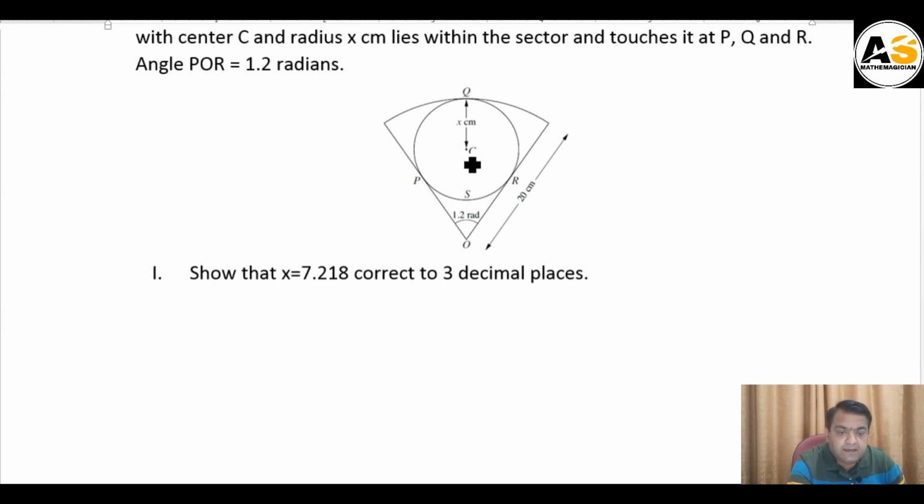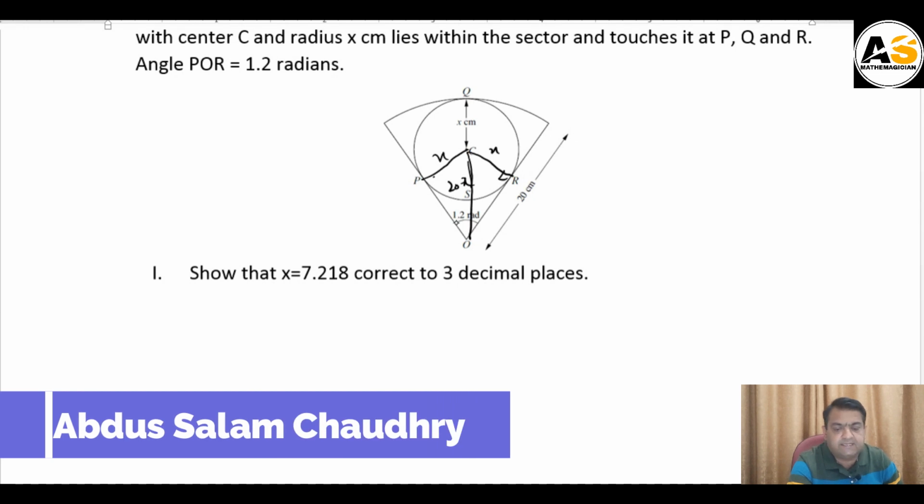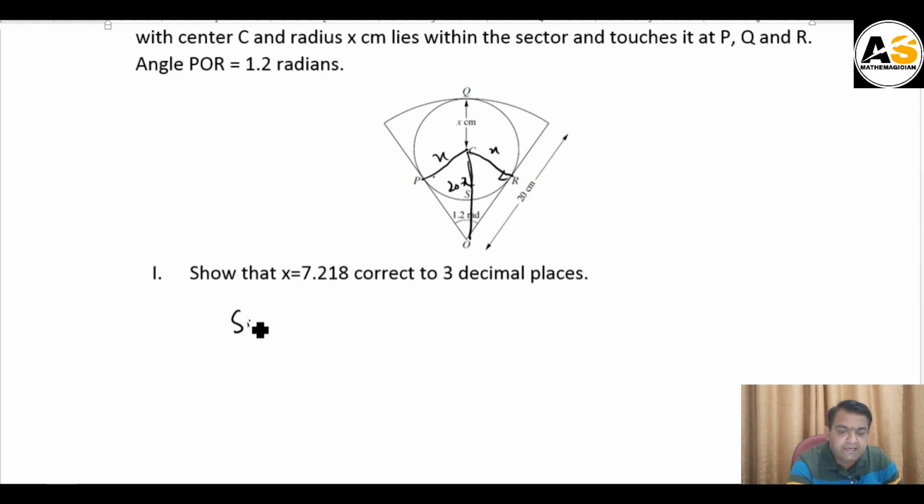Dear student, for that, if from here I join P, since P is the point of tangency, this angle will be 90 and this angle will also be 90. This is x, this is x, this total distance is 20. So this distance CO will be 20 minus x. I hope this is clear. From this figure, this angle is 1.2 and this will be 0.6. From the figure I can write sine 0.6 is equal to x over 20 minus x.